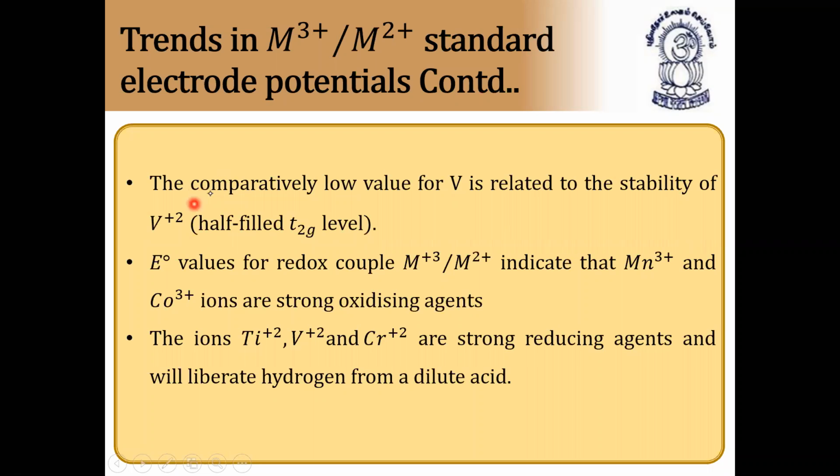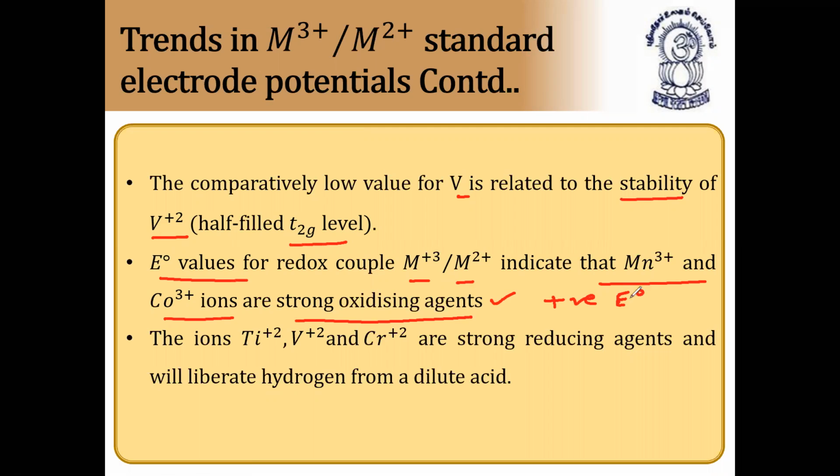Next, continuation. The comparatively low value for vanadium is related to the stability of V+2, half-filled t2g level. And the E° values for the redox couple M+3 to M+2 indicate that Mn+3 and Co+3 ions are strong oxidizing agents. Oxidizing agents means they have positive reduction potential values. If they are positive, they are oxidizing. Reducing agents have negative values.